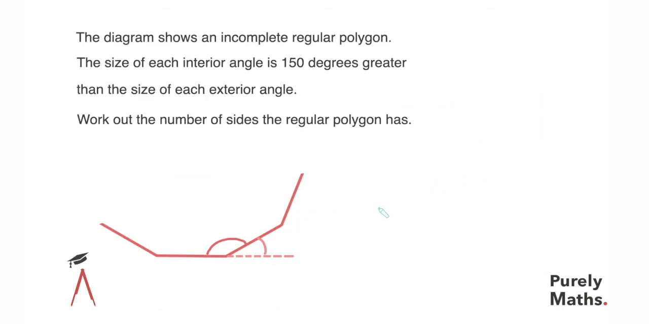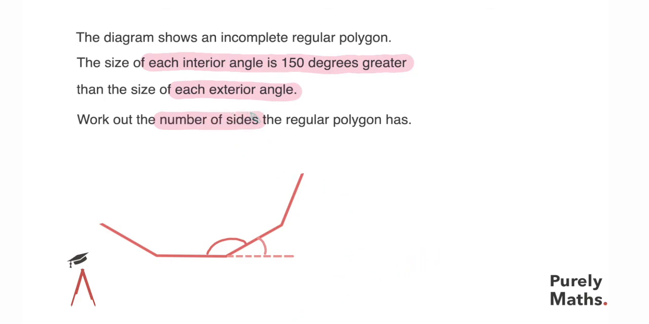Okay, here's our final question. The diagram shows an incomplete regular polygon. The size of each interior angle is 150 degrees greater than the size of each exterior angle. Work out the number of sides the regular polygon has.